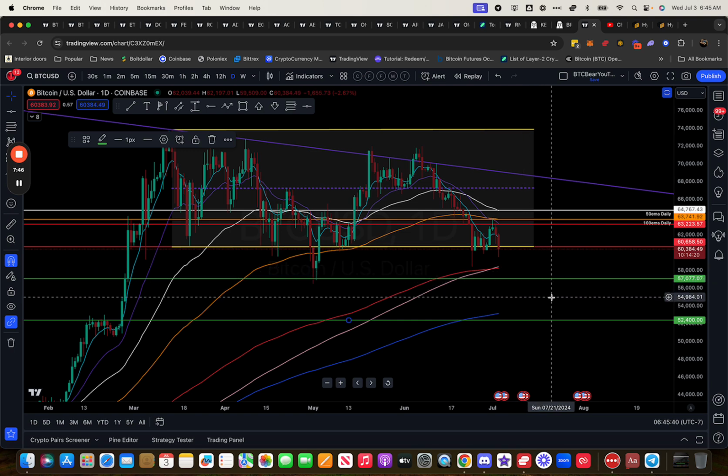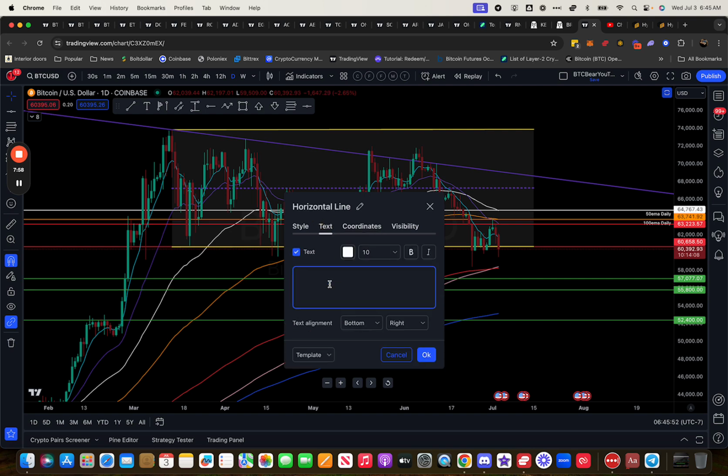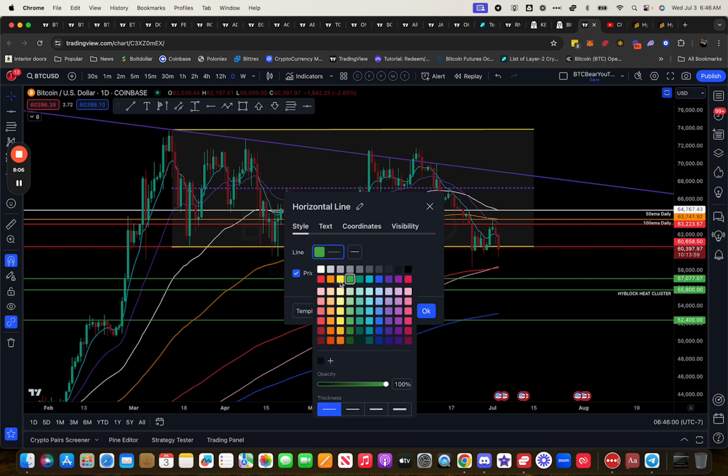If 55,800 doesn't hold. As long as I've been following the liquidation clusters on HyBlock, let me put those on here because we're getting close to them. So I want you guys to be prepared. HyBlock. So it's no surprise. HyBlock heat cluster. And I'm going to put it in yellow. Okay.